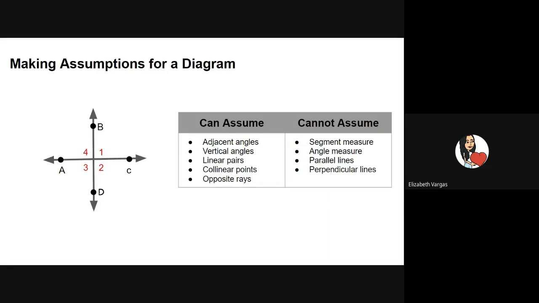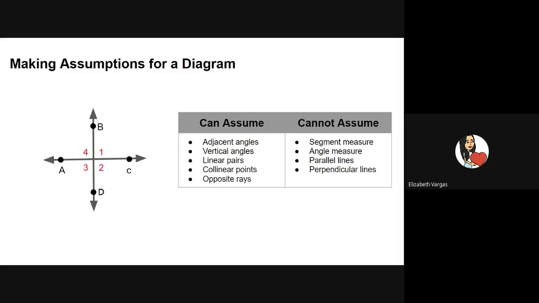So again, there are certain things we can assume and can't assume. Things we can assume are that angles are adjacent. We'll learn more about what adjacent angles are, but they're basically angles that are right next to each other. We can assume that angles are vertical. We'll learn more about that, but vertical angles are basically opposites of each other. We can assume that things are linear pairs. Basically, there are two angles that share a straight line, and we'll learn more about that as we move on.